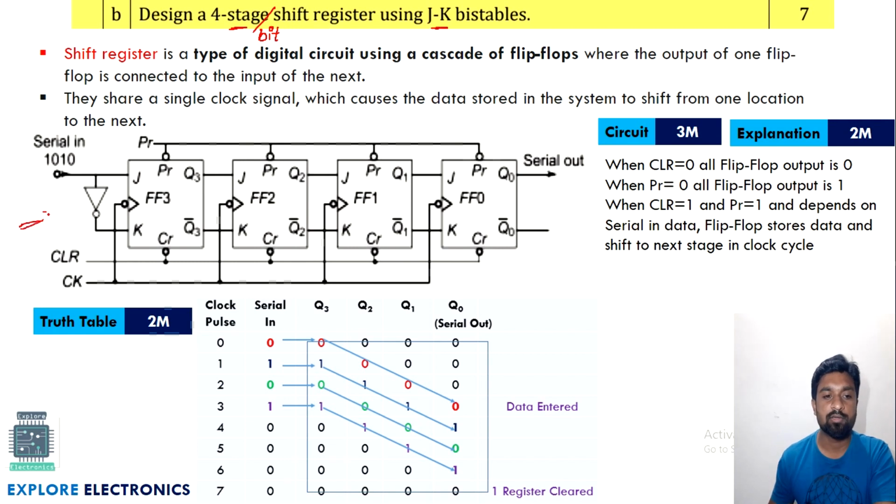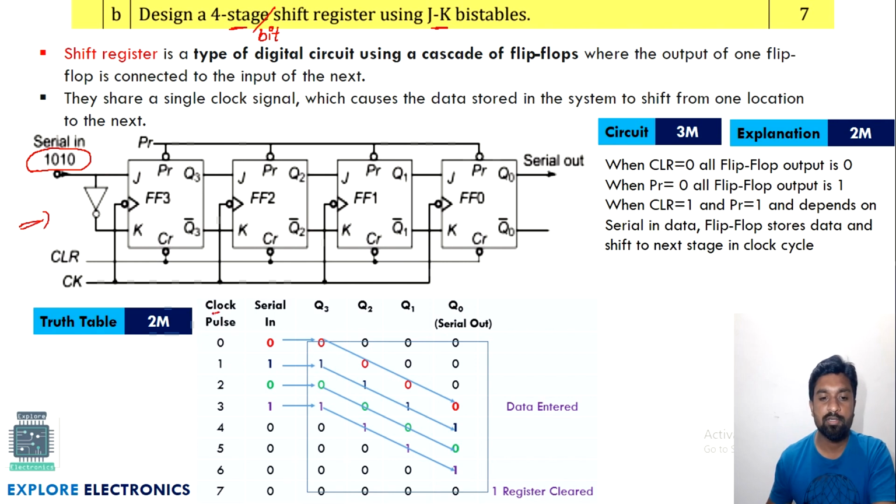You know this circuit, write the circuit. You can give whatever the data you want. In the textbook they have given it as 1010. You can take 1111 also. You can take 1010 or 0101 also, and tell us how actually the shifting will be.